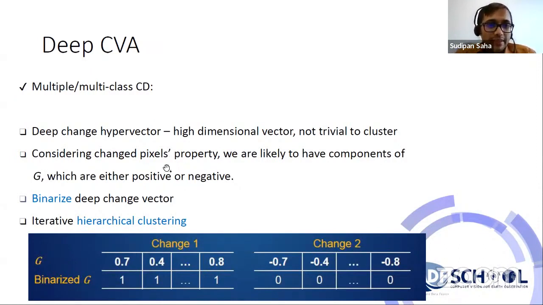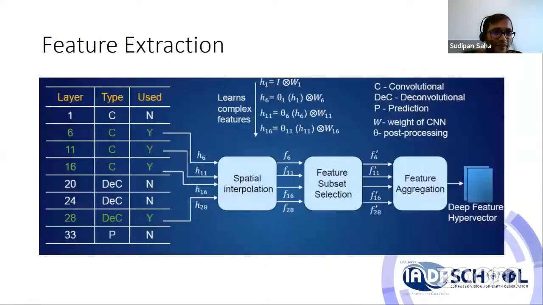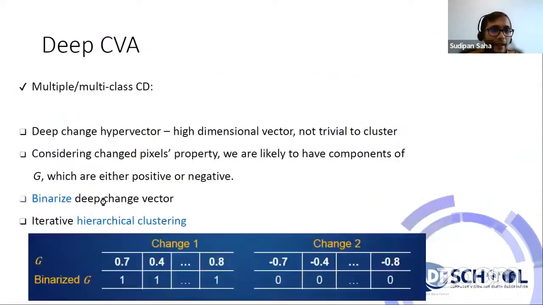So what can we do to simplify the information in this G? This G can have a dimension of 64, 256, even higher. Why even higher? Because if you remember, we are taking the features from multiple layers. So it can be 64, 256, 512, quite high. So we can binarize this G to simplify the information, to make our clustering process a bit more efficient, or a bit more comprehensive.